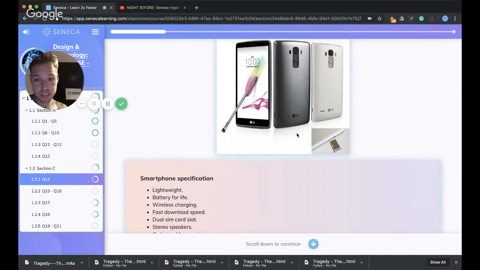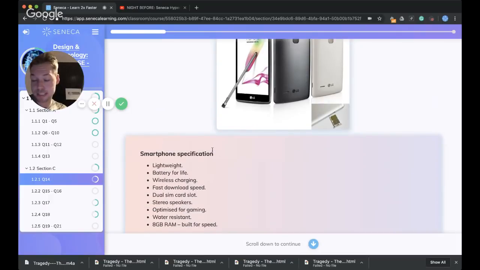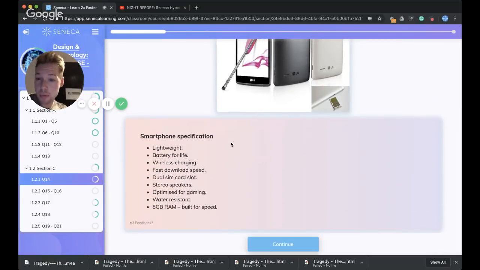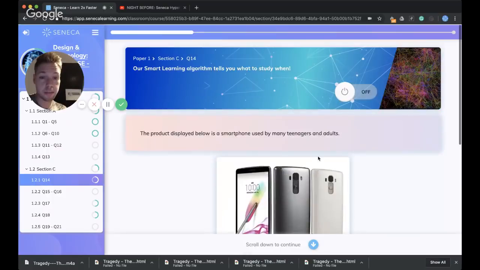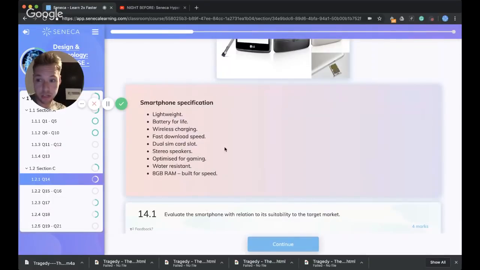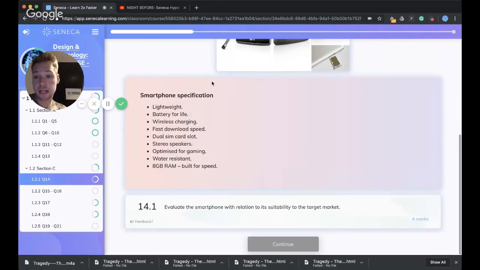So the first question is going to be something like you'll get given a product. So we're going to go over a smartphone and you'll be told its specification. So this one's lightweight, good battery, wireless charging, all that stuff. And then it's going to ask you to evaluate the smartphone with relation to the suitability to the target market. So we know that the target market is teenagers and adults, and we know the specification. So all we have to do is apply the target market to these specification points. If we've got time, we'll do some section B questions, but we're going to do section C first because it's got the most marks.